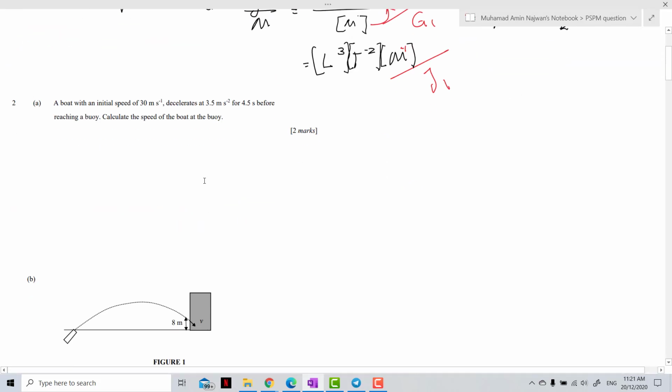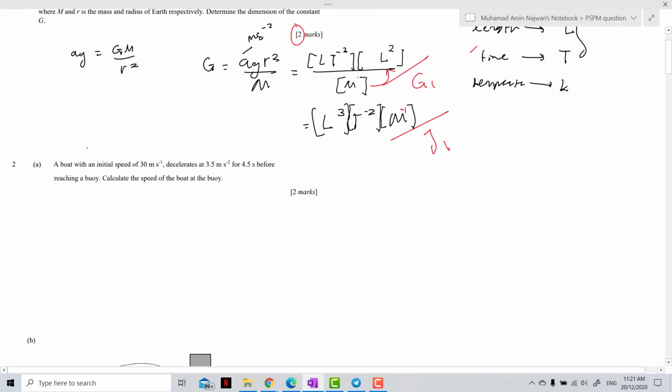Okay, first question settle. Second question, okay, nampak sangat you kena guna suvat tau. Dalam ayat pun kata. So, initial speed U sama dengan 30 meters per second. Decelerates A sama dengan negative 3.5 meters per second squared. So, time dia sama dengan 4.5 second.